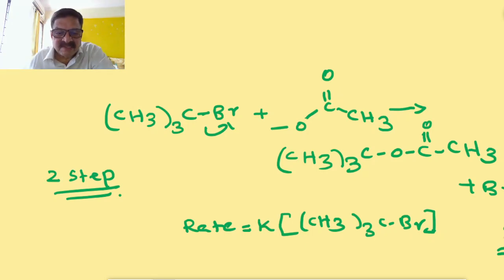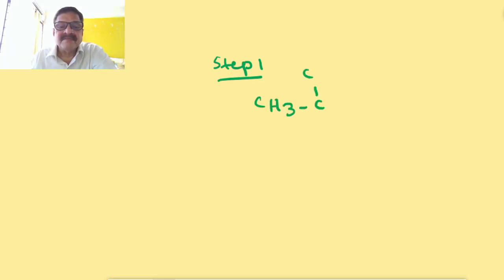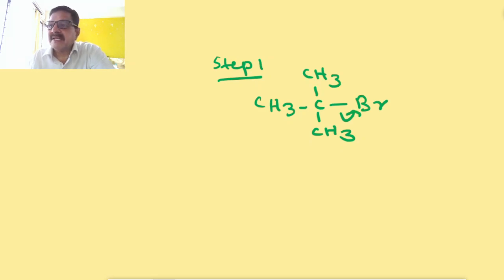So let us see the two-step mechanism in detail. The first step here will be a heterolytic cleavage of the C-Br bond. That is step 1, and step 2 we can write here. Step 1 of the reaction will be, say we have (CH3)3C-Br, this is our compound molecule here. Now this is Br. So this bond is breaking here. This is a slow step here. This is the rate determining step here.